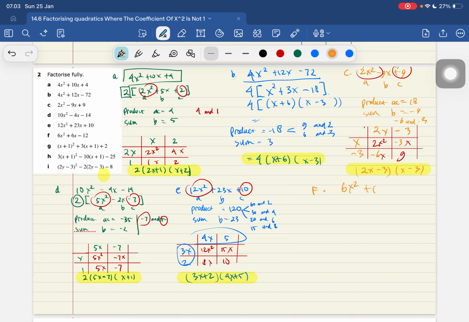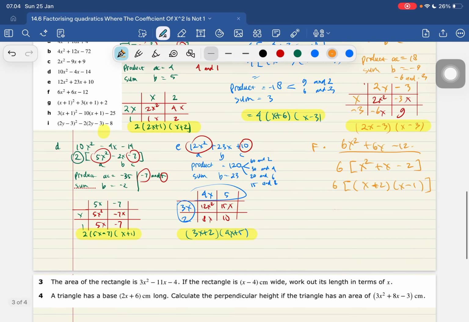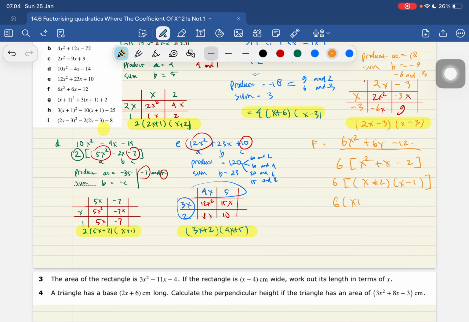6x squared plus 6x minus 12. Okay, their highest common factor is 6, so it's going to be x squared plus x minus 2. So we can factorize it: x plus 2, and then x minus 1, because when we sum, it's going to be 1, and when we multiply, it equals minus 2. So 6, we multiply with x plus 2, and then x minus 1.